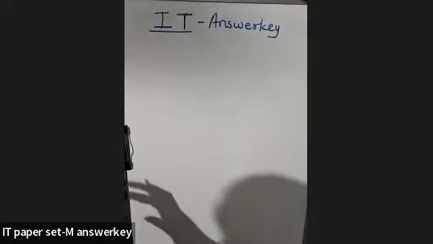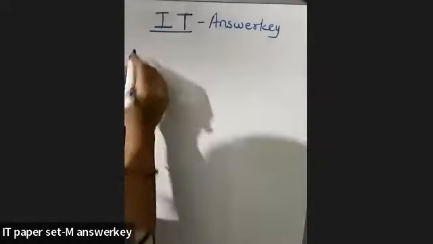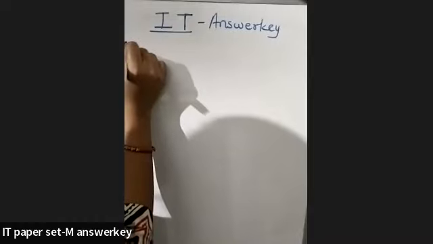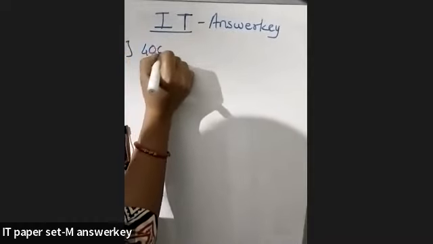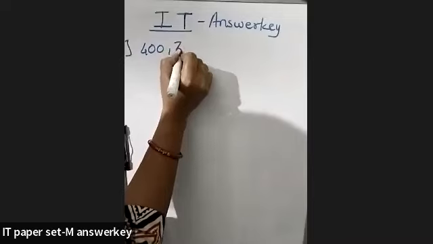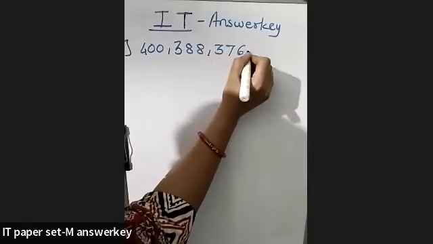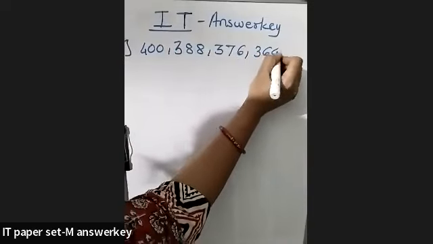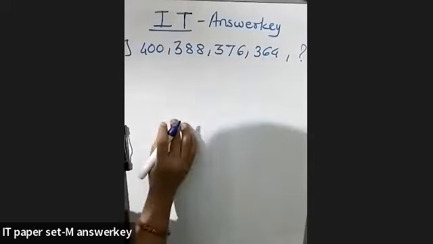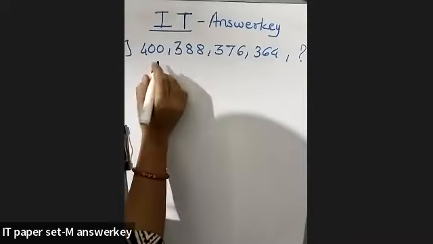See here, the first question of IT is 400, 388, 376, 364. We have to find the next number. So, what is the relation?